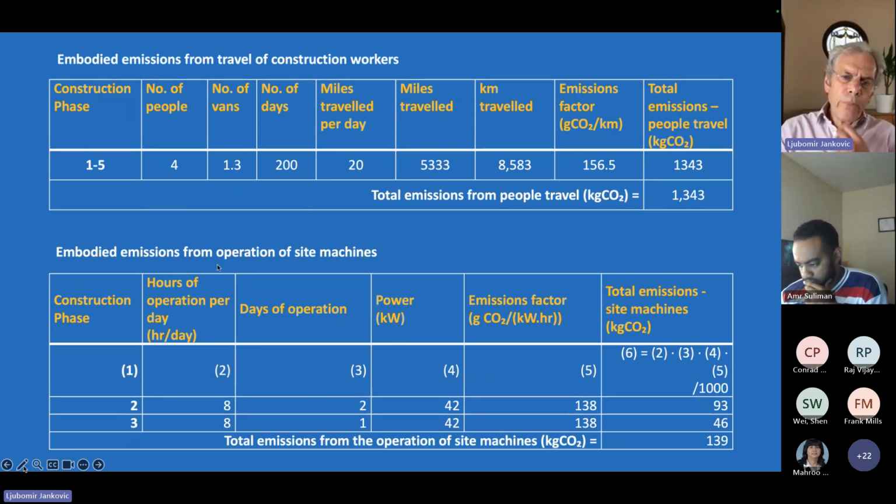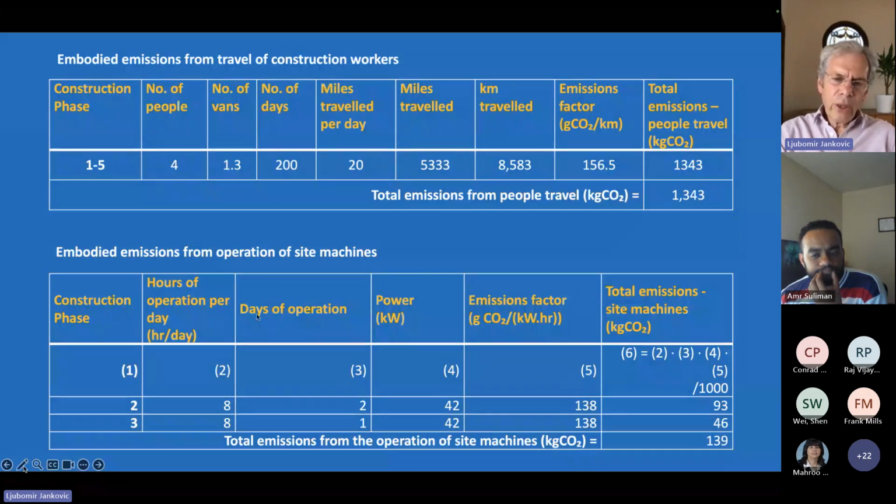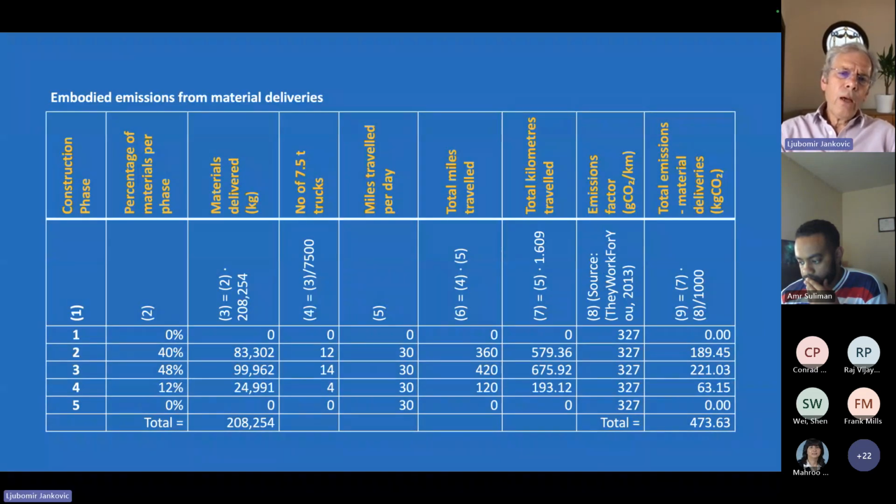Embodied emissions from operation of site machines. We have construction phases for site machines, hours of operation, days of operation, power of site machines, emissions factor or grams of CO2 per kilowatt hour of the site machine, and then total emissions are calculated by multiplication. Embodied emissions from material deliveries.